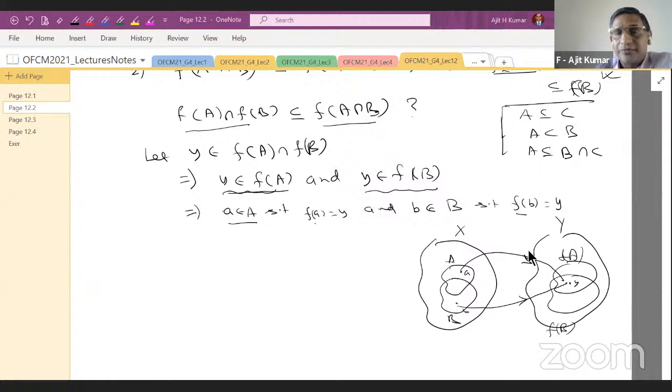We are given that f of a is equal to f of b, because f of a is y and f of b is also y. When can we say a is equal to b? If f of a is equal to f of b, when can we say a is equal to b? Come on, when can we say it? Yes?